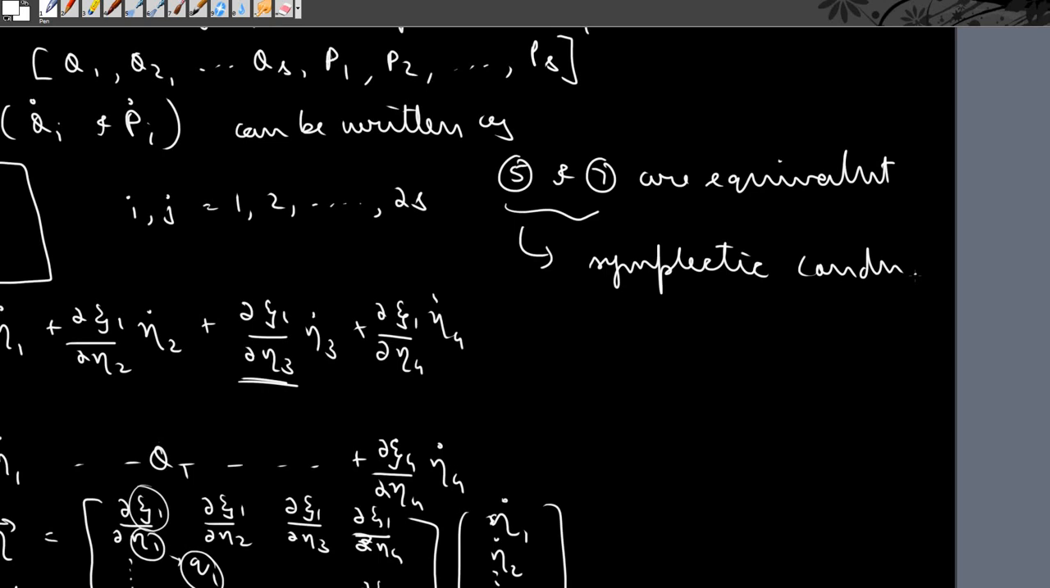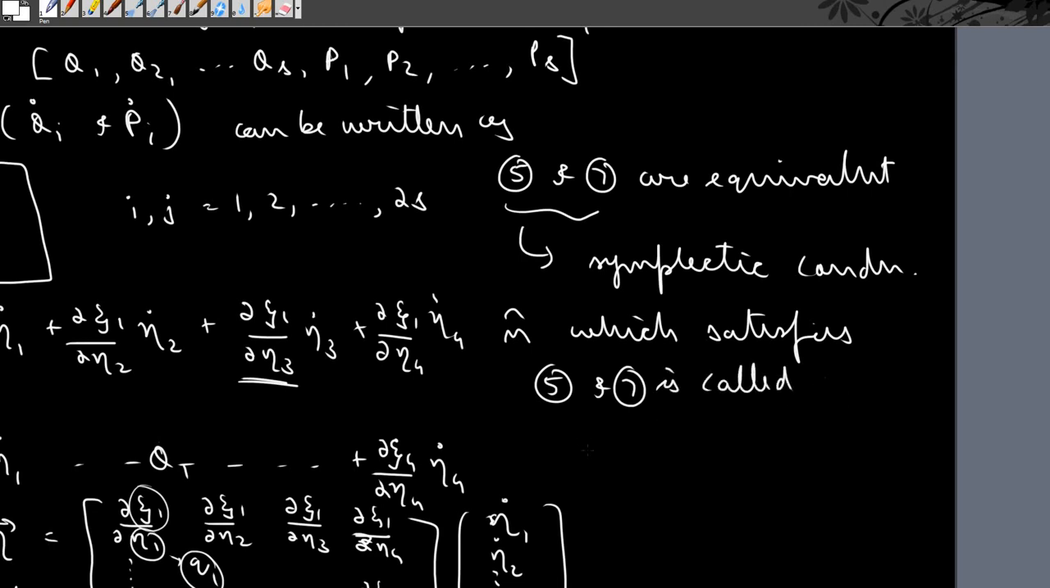Okay, and the matrix M̂ which satisfies equations 5 and 7 is called a symplectic matrix. It's called a symplectic matrix.